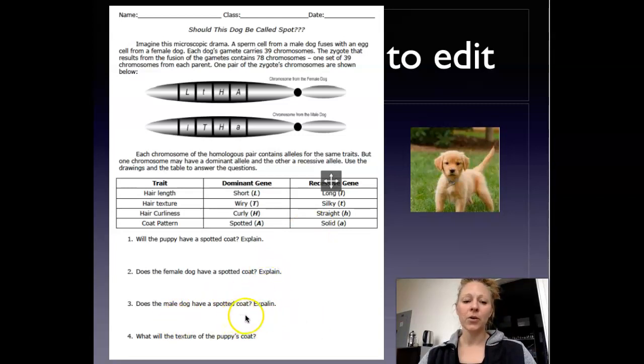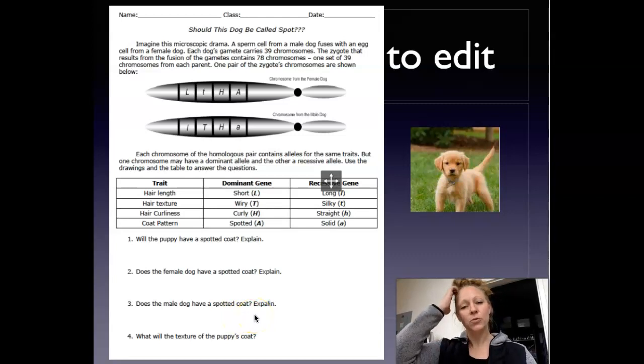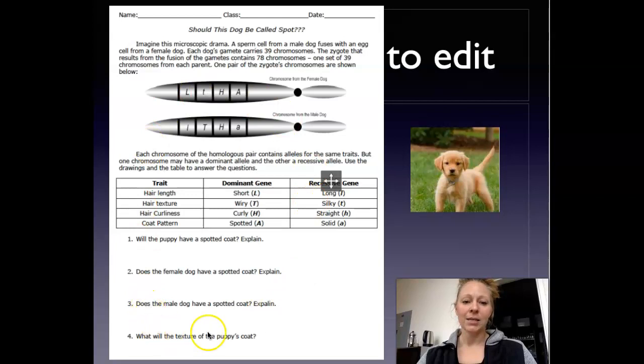So I'm going to leave it there, and what I want you to do is finish this worksheet and take a picture of it, and upload both sides to PowerSchool in the assignments section. If you need any help or if you have any questions, please feel free to ask.